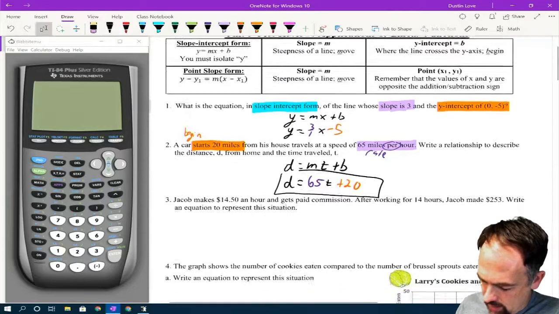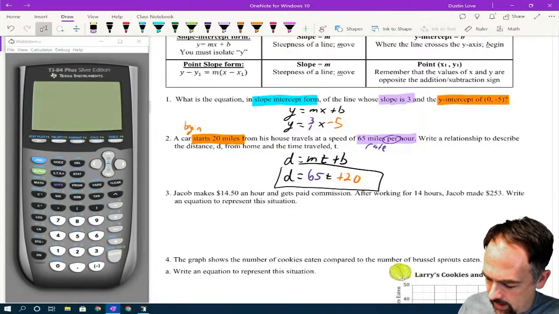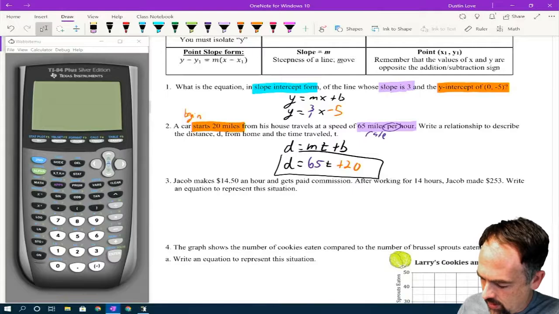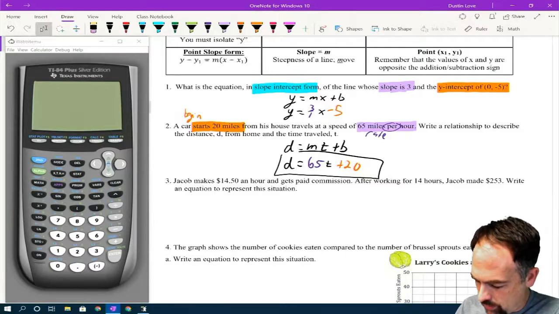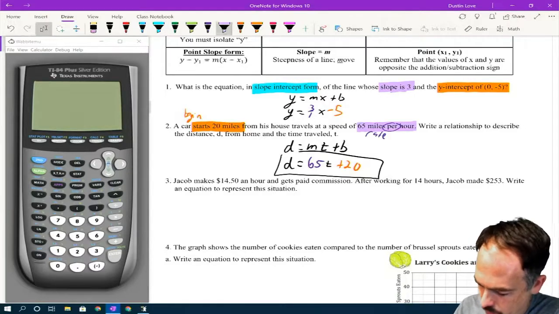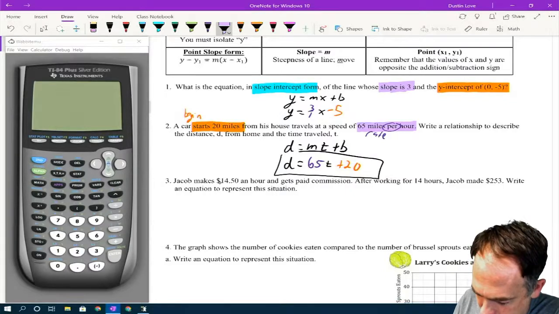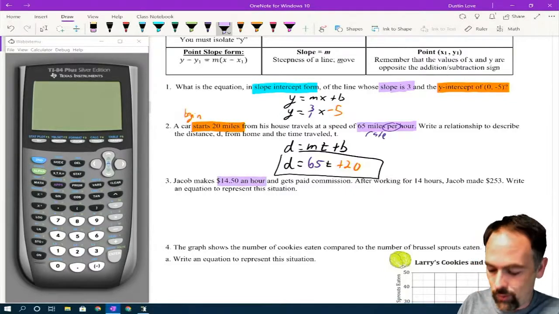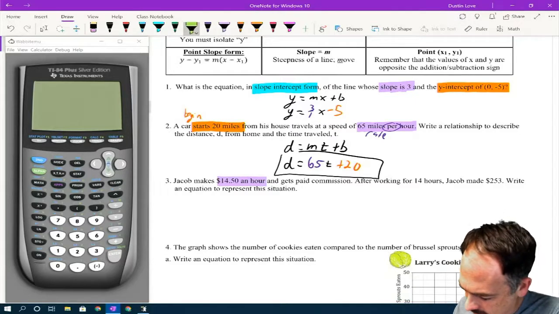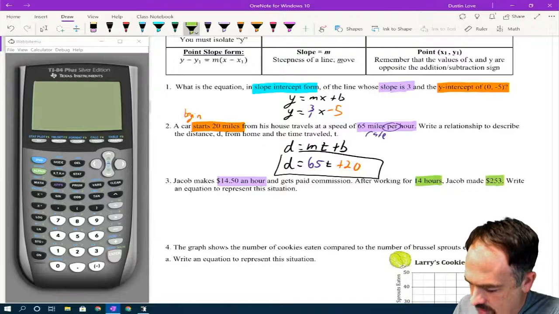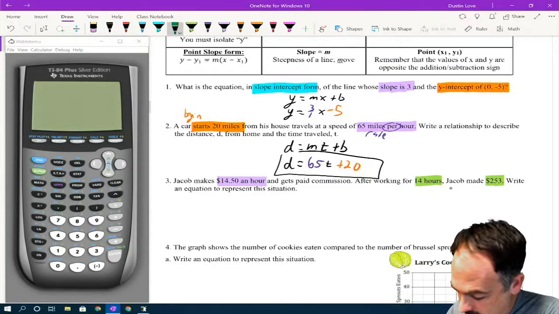Okay. Jacob makes $14.50 an hour and gets paid commission. After working 14 hours, he made $253. Write an equation to represent this situation. Okay, what do we got here? So we've got $14.50 an hour. That's a rate. And then over here, I've got 14 hours and $253. That looks like that's an ordered pair to me. 14 hours and $253.